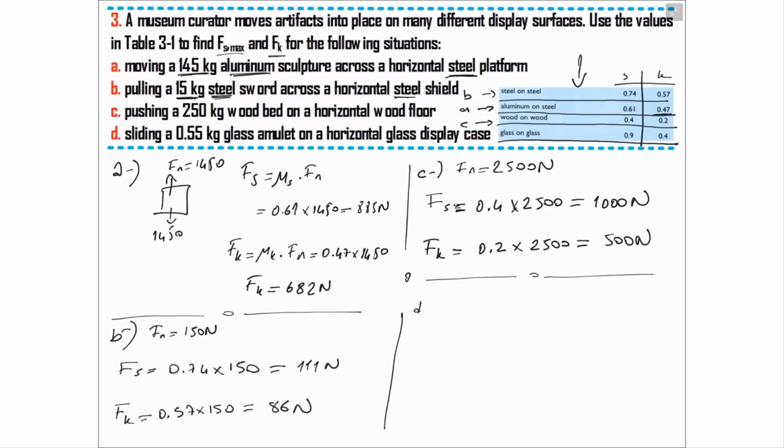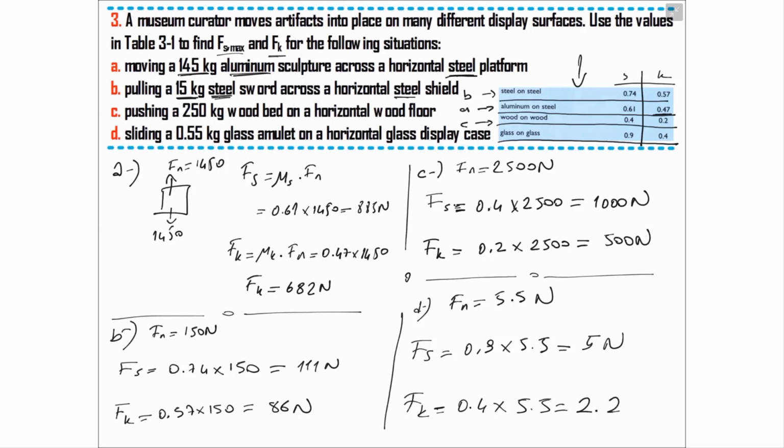And the last choice, which is D, we have 0.55 kilogram glass. That means Fn will be 5.5 Newton. And this is glass on glass, so Fs will be 0.9 times 5.5, that is 5 Newton. Fk will be 0.4 times 5.5, so the result will be 2.2 Newton.